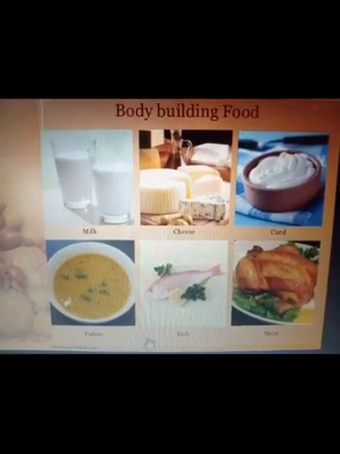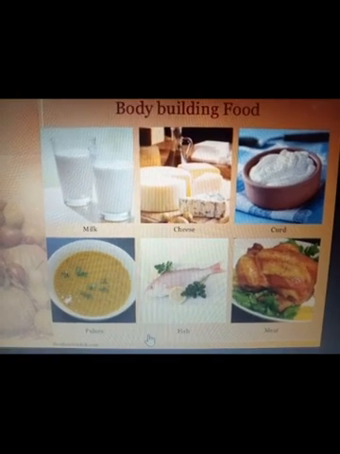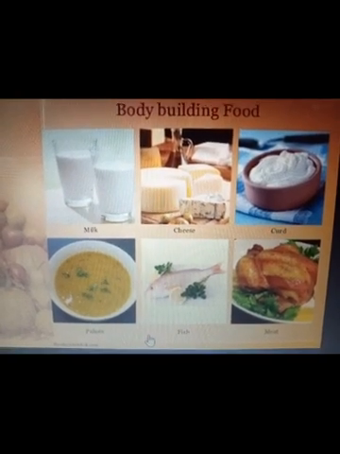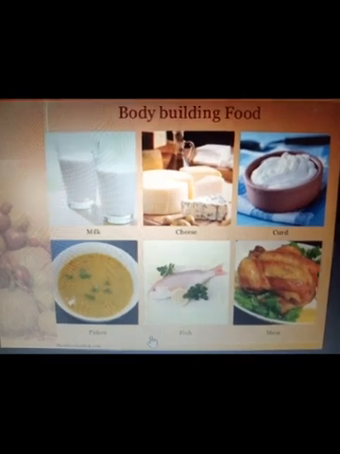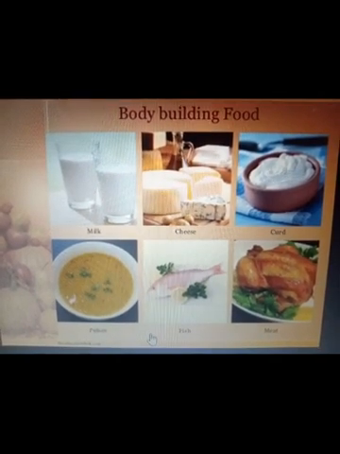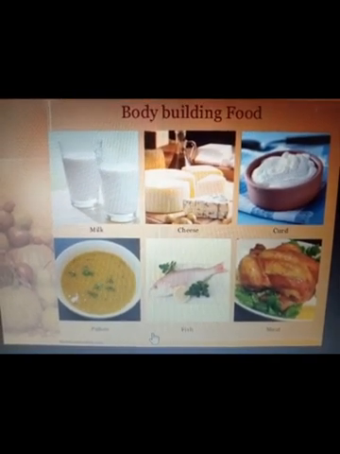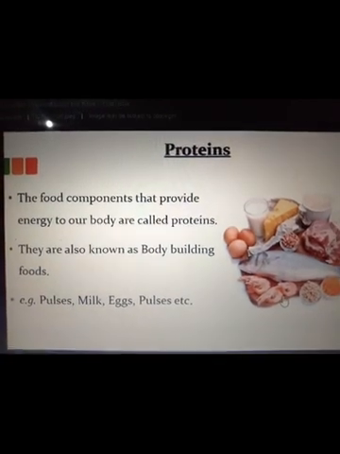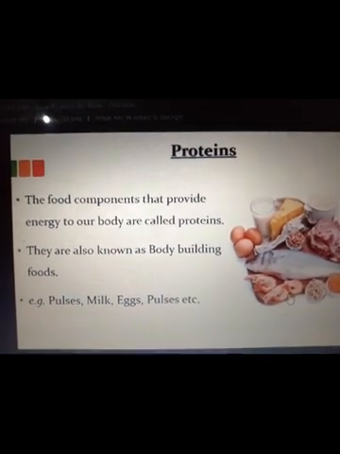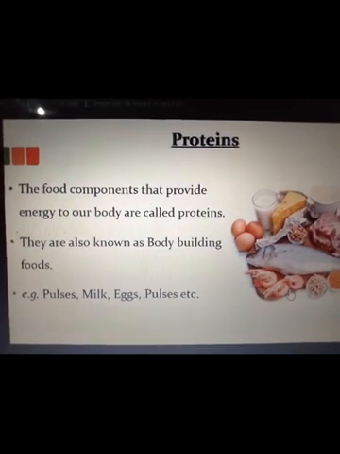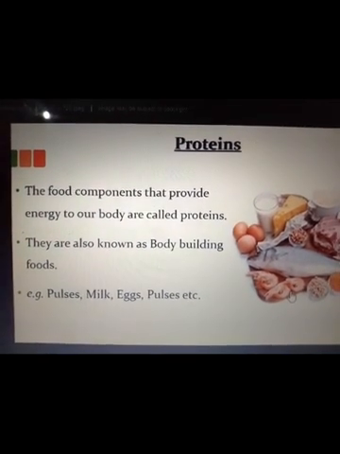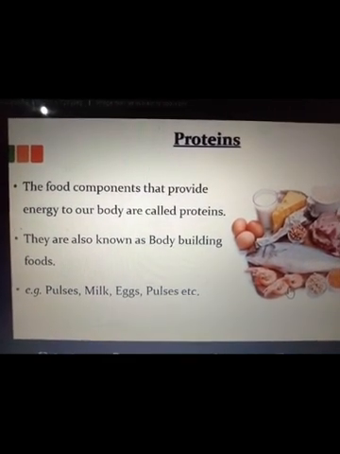And examples of bodybuilding foods are milk, cheese, curd, pulses, fish, meat. These are all bodybuilding foods which help you to grow. Proteins. What are proteins? The food components that provide energy to our body are called proteins. They are also known as bodybuilding foods.